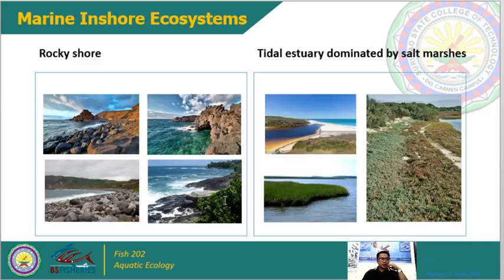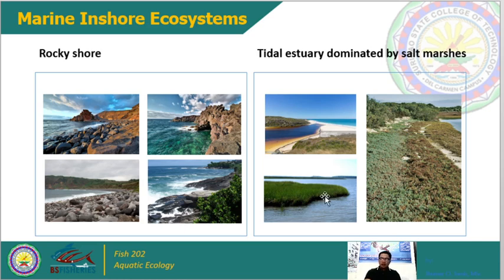Now, let us proceed to the types of estuarine or inshore ecosystems. When we say inshore ecosystems, these are basically ecosystems inshore or kanang nasa beach, no? Ang iyang terrestrial, land o ang aquatic environment meets, no? Dira sila mag-meet. So the first type is the rocky shore, as you can see here in these pictures, no? Rocky shore, puro sila batuhon. Apoy other types na tidal estuary dominated by salt marshes.